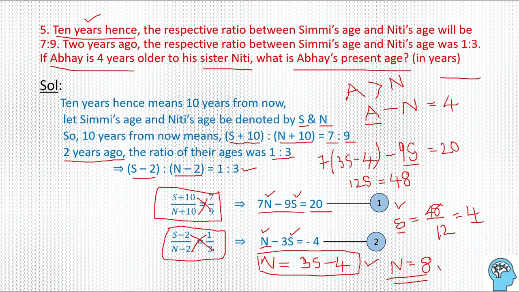If A minus N is equal to 4, then find out the age of Abhay. You already got Niti's present age as 8 years. So substitute that over here. You will get A to be 12 years. So Abhay's present age is 12 years. Okay, understood?